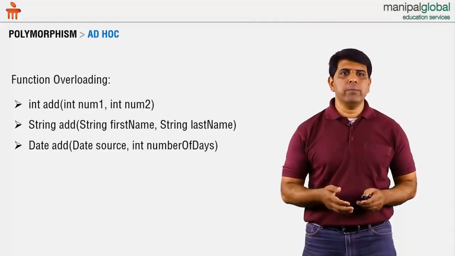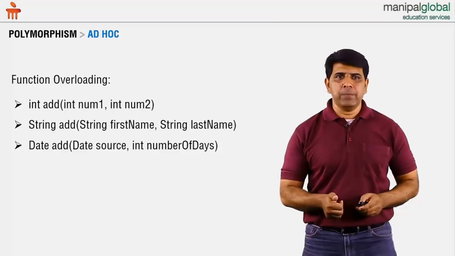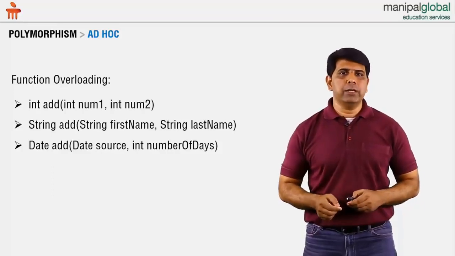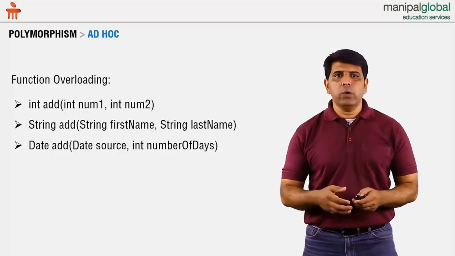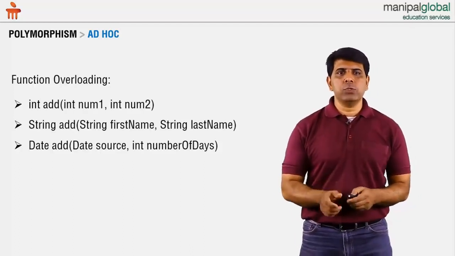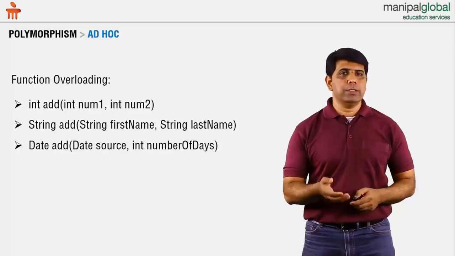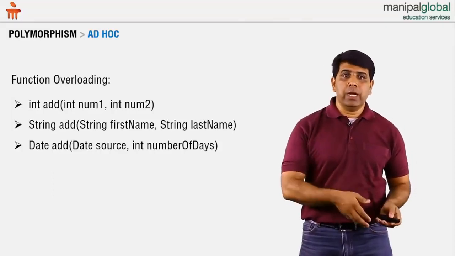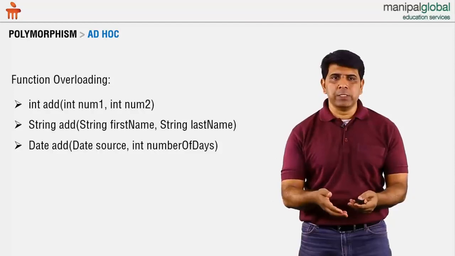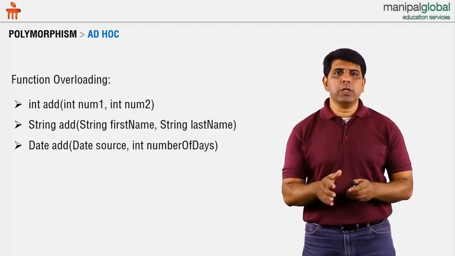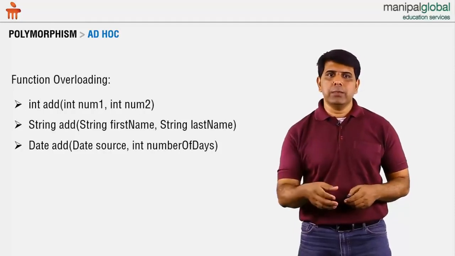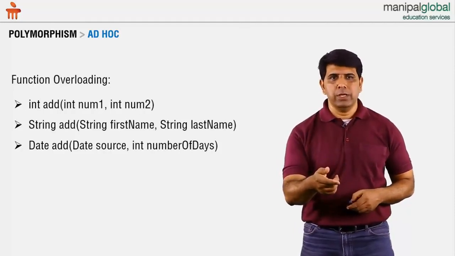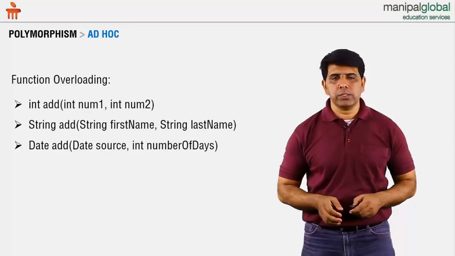Now each one of them has the same name, add, but their parameters are different. This makes it different when you call it. If I supply 2 numbers and call the add function, the very first one is called. If I supply a date and a number, then the third one is called. Usually the programming language compilers are smart enough to figure out that you supplied numbers, so I will call the numbered function. And this is how function overloading works.